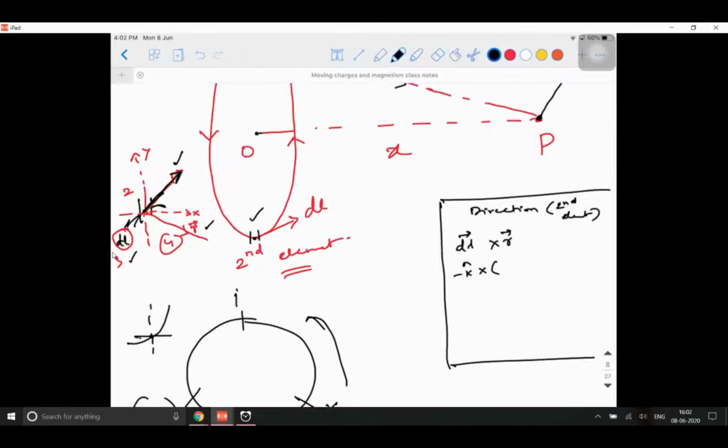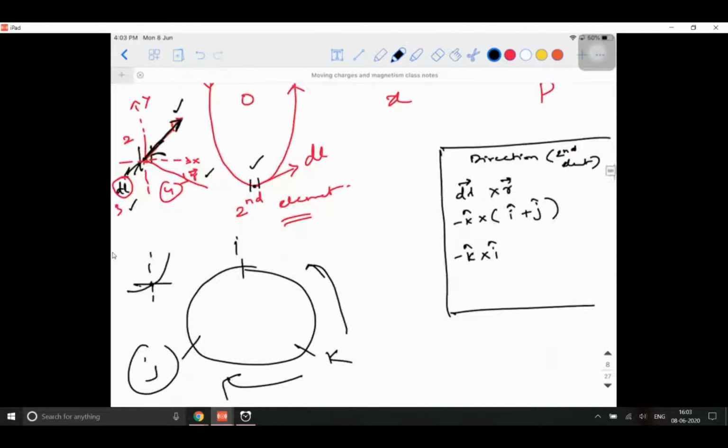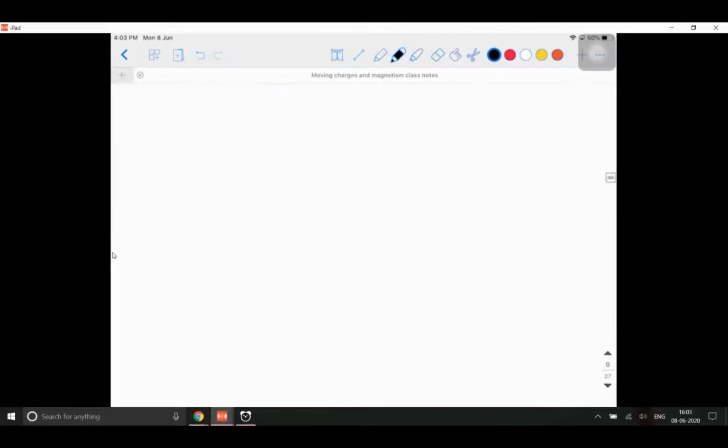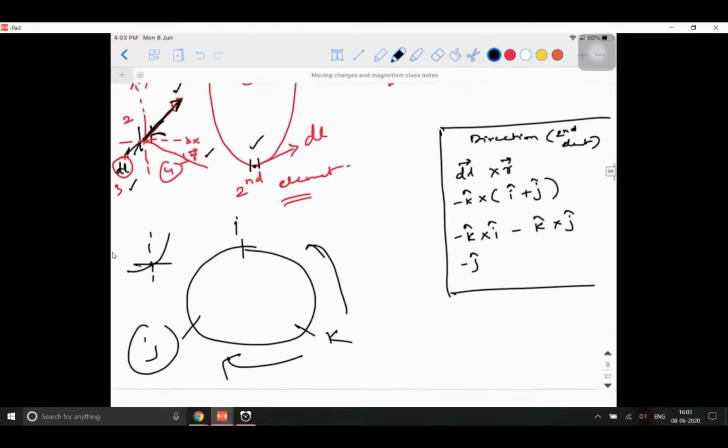First quadrant. So what am I supposed to write? I should write it as i cap plus j cap. Am I right? So minus k cap cross i cap. k cross i is going to be anti-clockwise, so it is going to be minus j. Minus k cap cross j cap. k cap cross j cap is going to be in the clockwise direction, so it is going to be minus i cap. You already have a minus sign, so minus of minus i cap is going to be plus i cap.